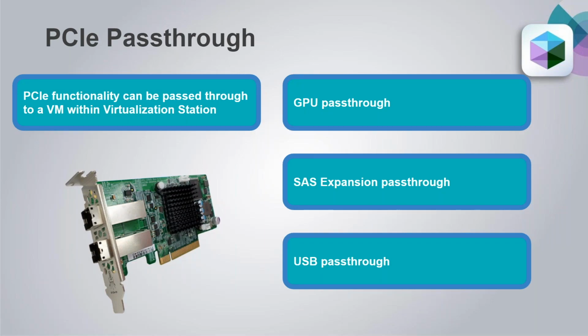And PCIe passthrough enables added functionality from PCIe expansion to be allocated to virtual machines on the hypervisor. Some potential expansion options include GPU passthrough, SAS expansion passthrough, and USB passthrough. And Deval is going to go over some of these in more detail.